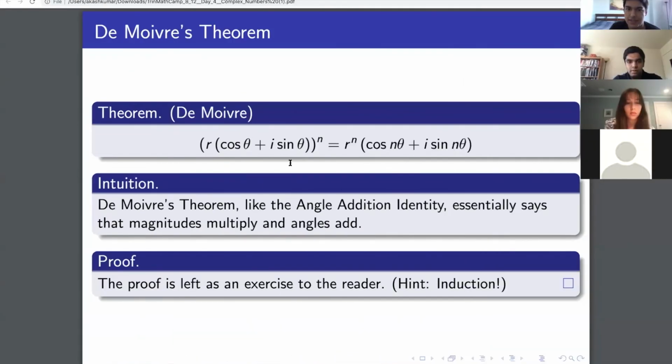This is just saying that if you take a complex number and multiply it n times, the magnitude multiplies n times. That's why you see an exponent. And adding something n times is just multiplication, so you see the n theta there. So this shows that angles add and magnitudes multiply.